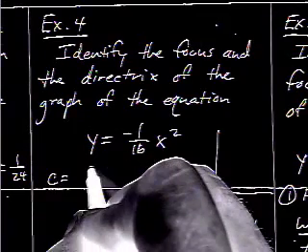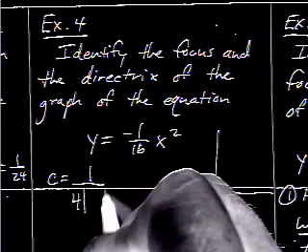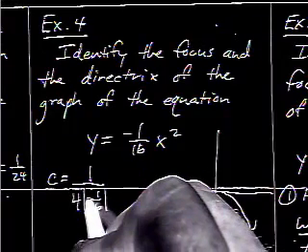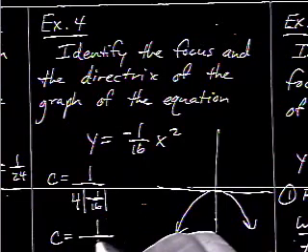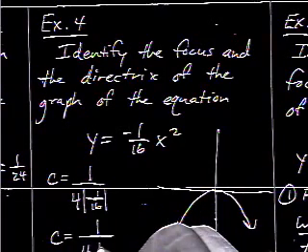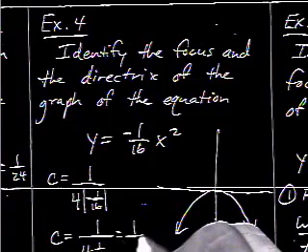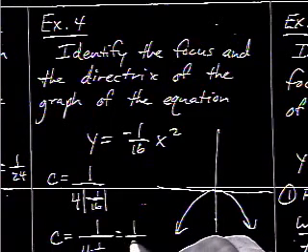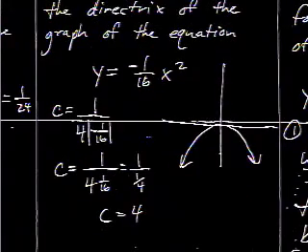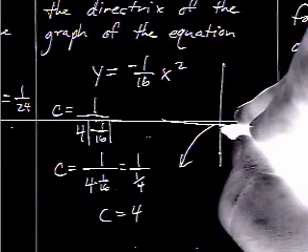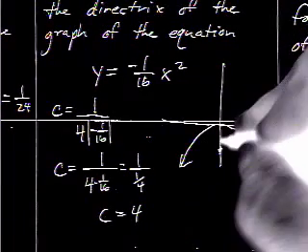Well, let's see. C is equal to 1 over 4 times the absolute value of A, negative 1 over 16. Well, that's 1 over 4 times 1/16, which is 1/4, and 1/4 goes into a dollar 4 times. So C is equal to the number 4. Sorry, it's off screen. I'll make sure you can see it. So 4 units inside here would be what coordinate?